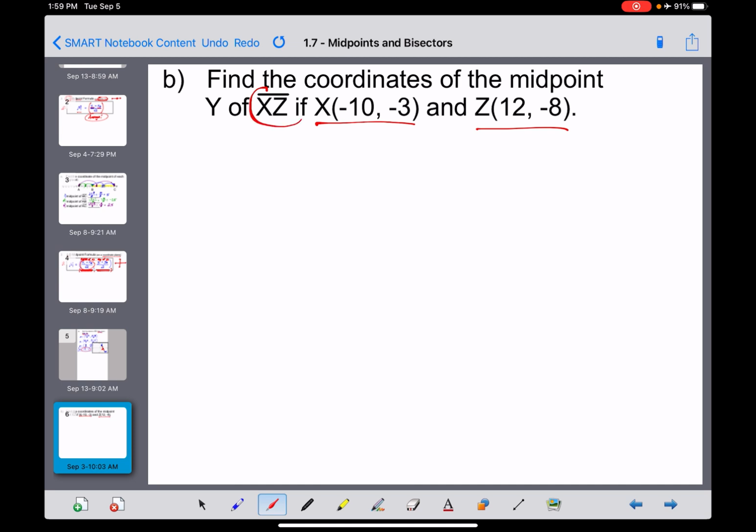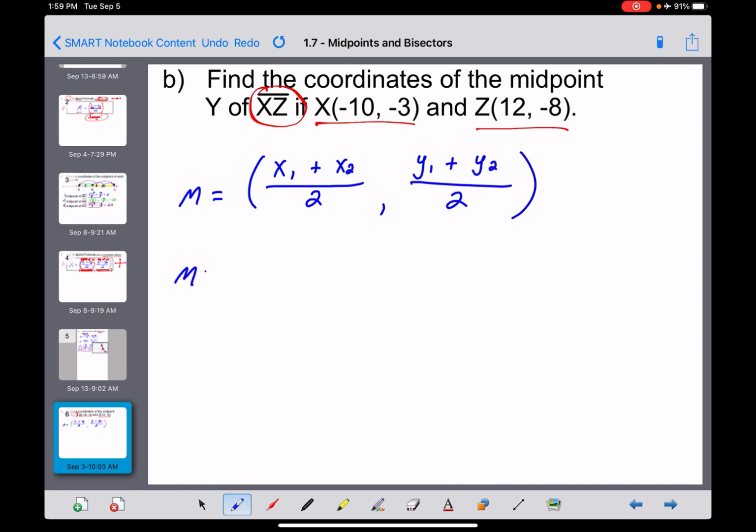And again, those are the endpoints of your line segment. All right, that'll become more important on the next problem. So this is really the same problem that we just did. All right, our midpoint M is equal to, here goes, x1 plus x2 all divided by 2, comma, and then our y-coordinate is given to us by y1 plus y2, all divided by 2. All right, let's fill in what we know.